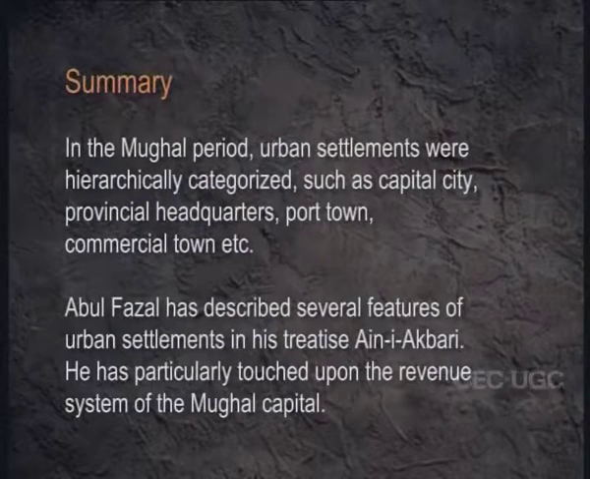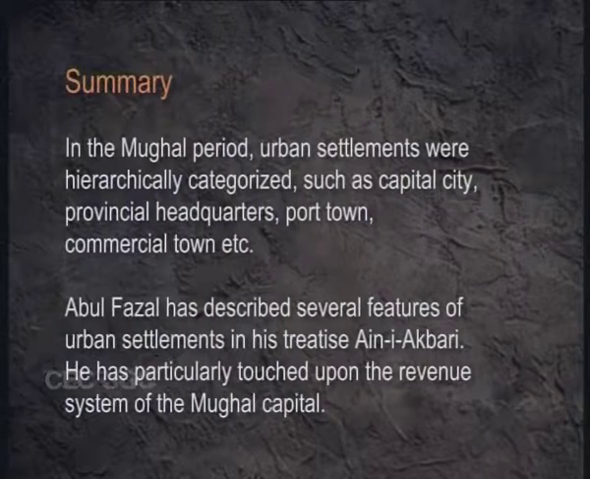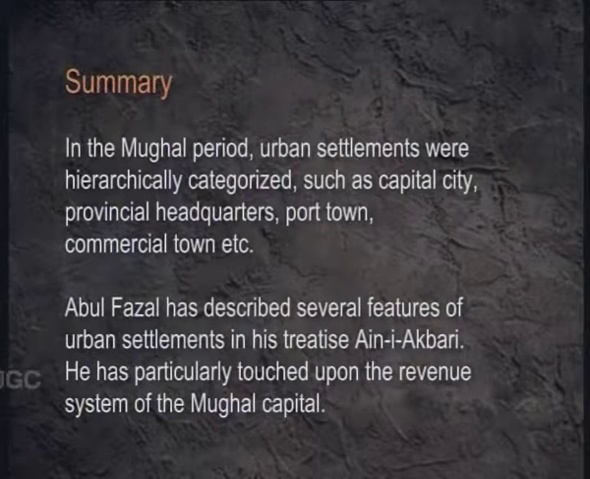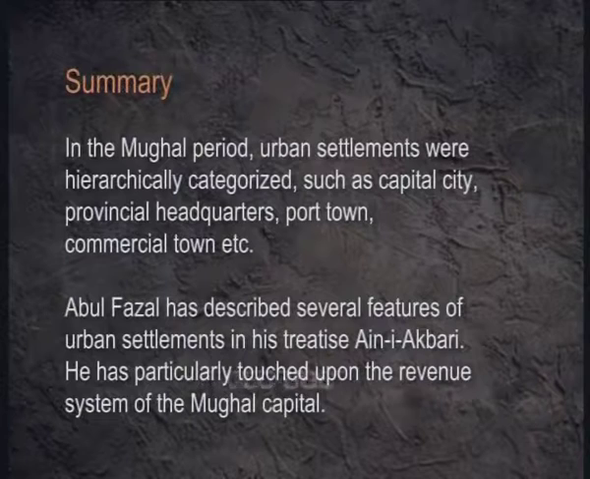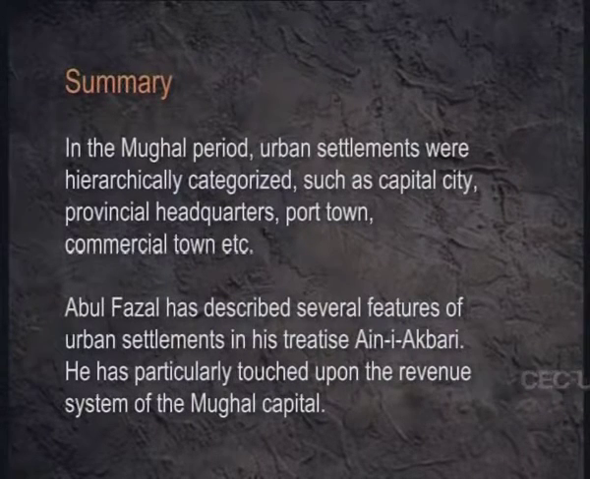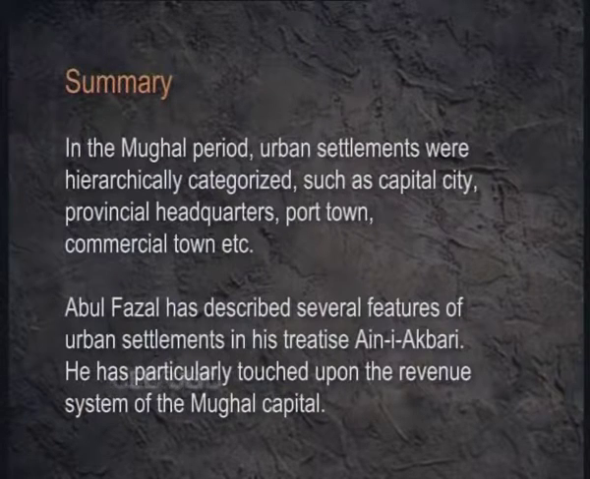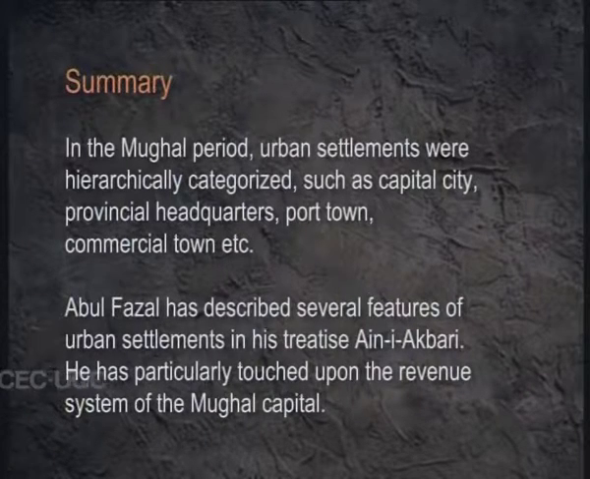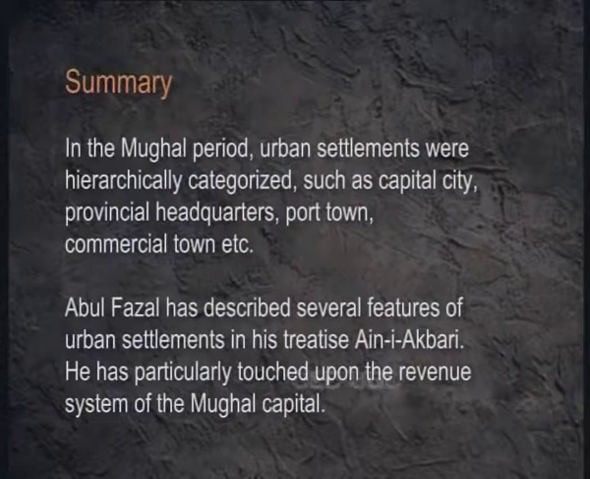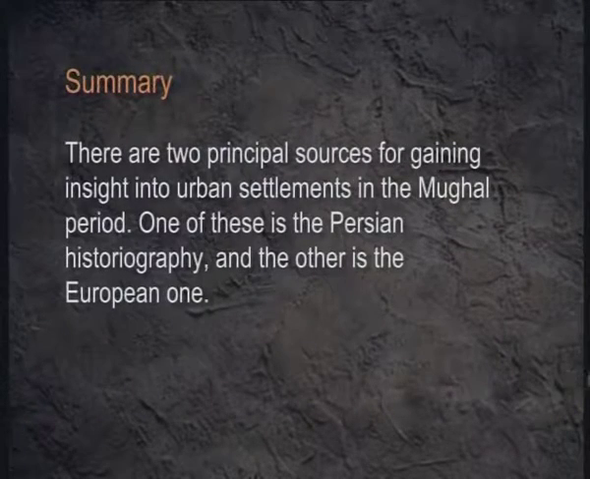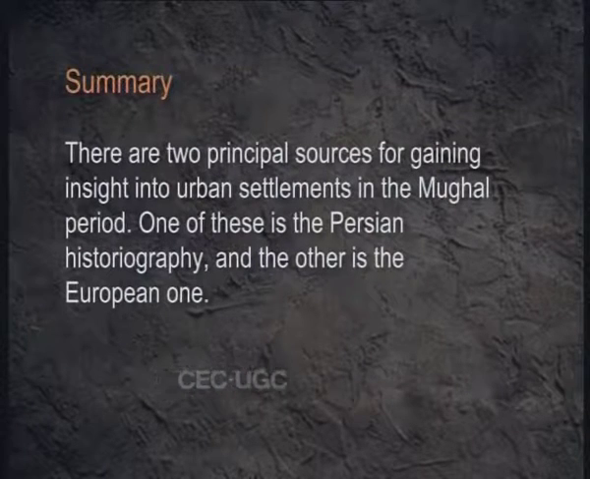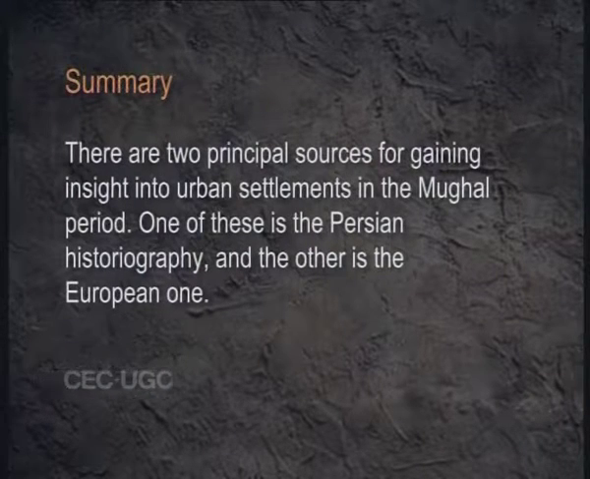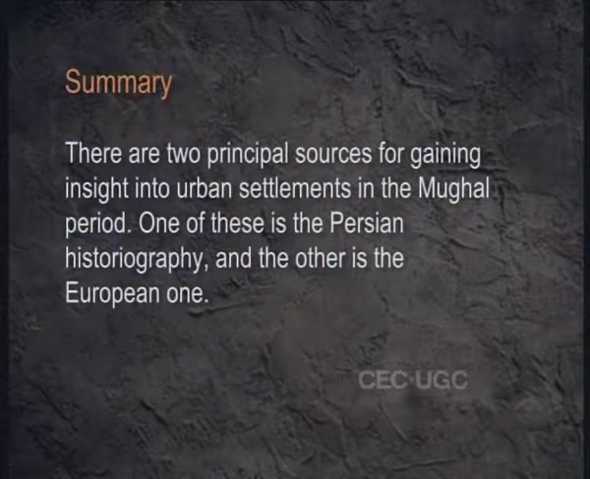In the Mughal period, urban settlements were hierarchically categorized, such as capital city, provincial headquarters, port town, commercial town, etc. Abul Fazl has described several features of urban settlements in his treatise Ain-e-Akbari. He has particularly touched upon the revenue system of the Mughal capital. There are two principal sources for gaining insight into urban settlements in the Mughal period. One of these is the Persian historiography and the other is the European one.